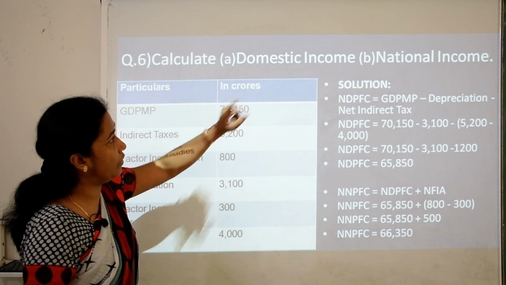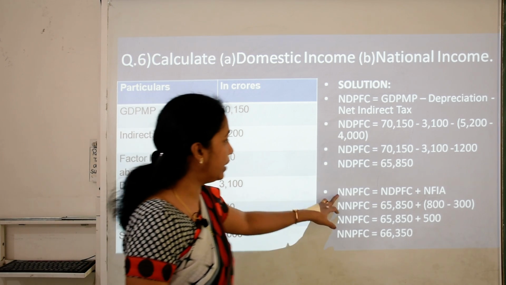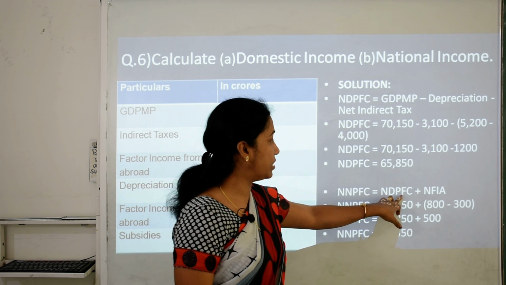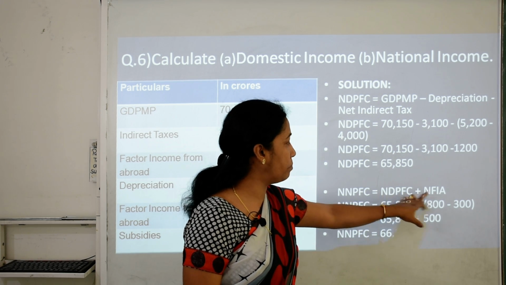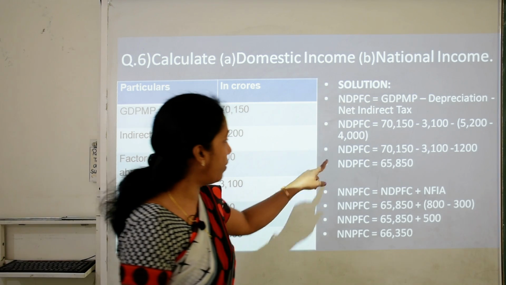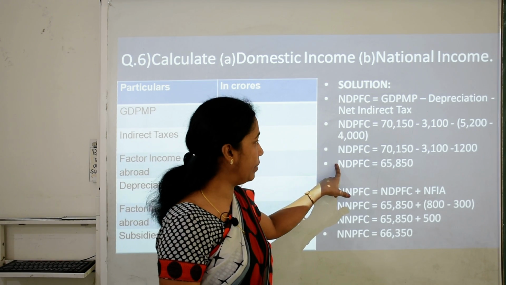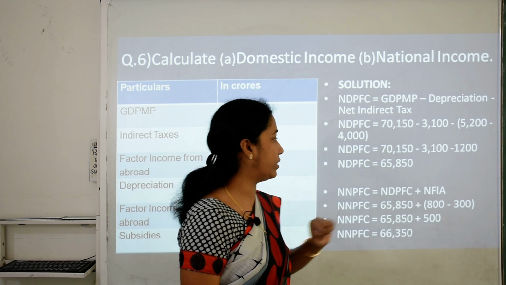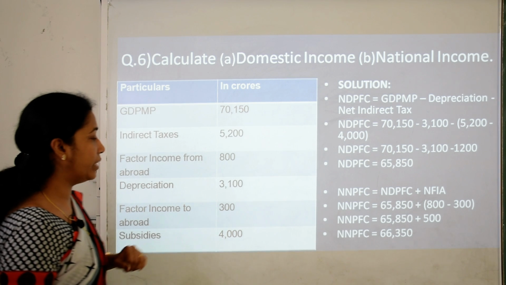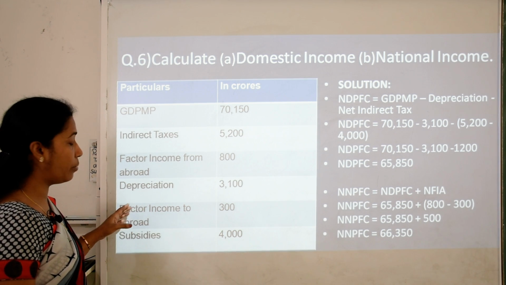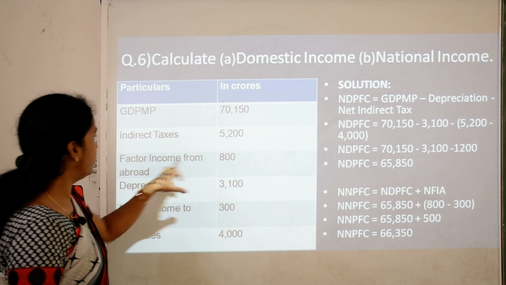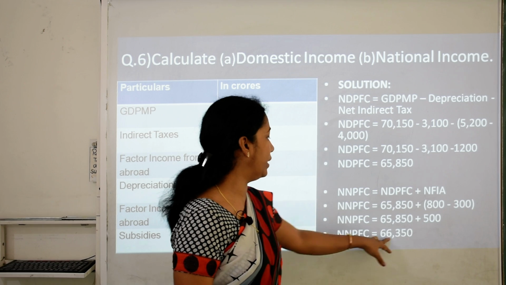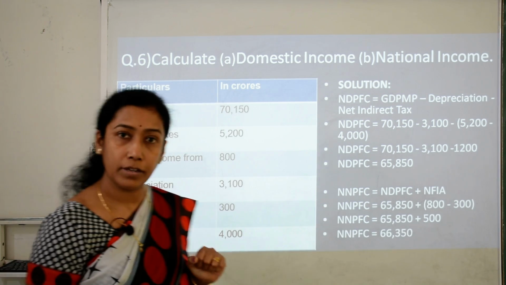Now the second question they have asked is of national income, that is net national product at factor cost, and how we can calculate it: by net domestic product at factor cost, that is domestic income, plus net factor income from abroad. We have already calculated NDP at factor cost, so we use 65,850 plus net factor income from abroad. Net factor income from abroad is factor income from abroad minus factor income to abroad, that is 800 minus 300, and you will get the answer 66,350.